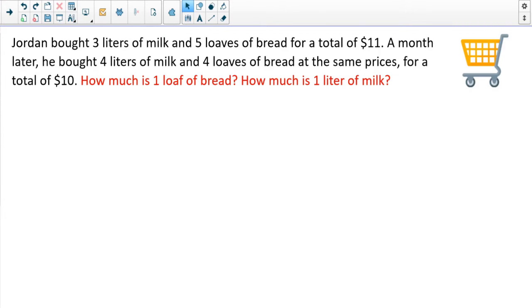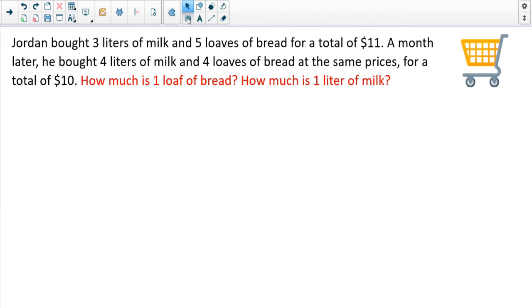So here's my example. Jordan bought 3 liters of milk and 5 loaves of bread for a total of $11. A month later, he bought 4 liters of milk and 4 loaves of bread at the same prices for a total of $10. So can we determine, is this enough information? How much is just 1 loaf of bread? How much is 1 liter of milk?